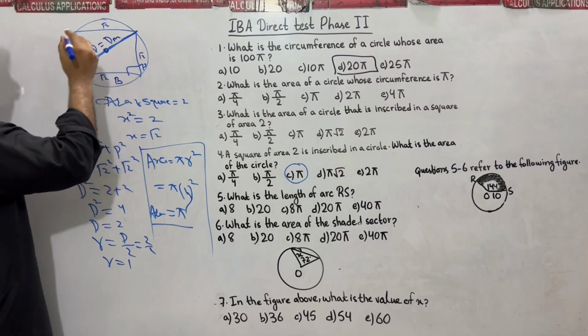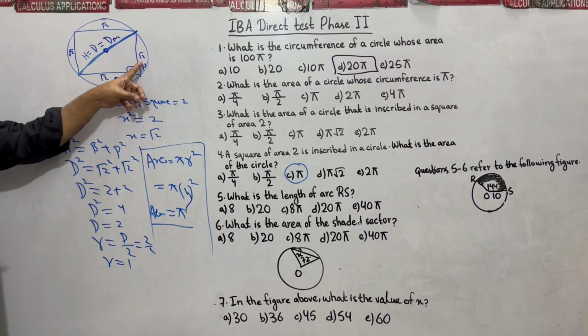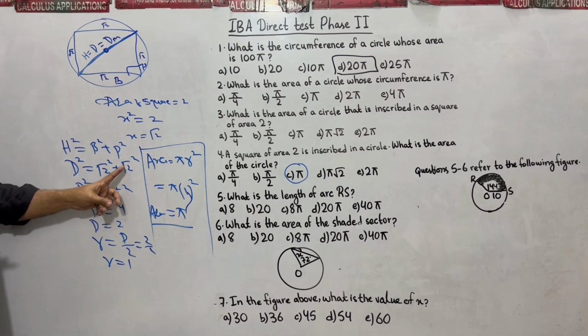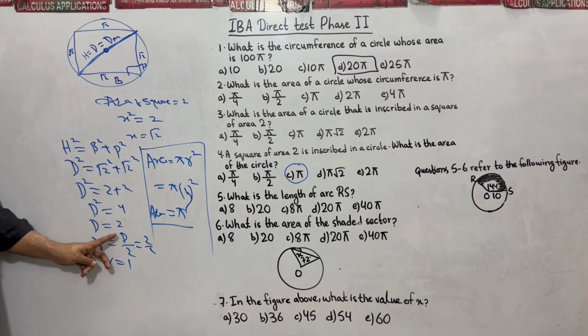Let me write here: diameter, h square equals b square plus p square. Base is under root 2. Perpendicular is under root 2. Under root 2 square plus under root 2 square. Diagonal, hypotenuse, diameter square is equal to 4. Diameter is equal to 2.